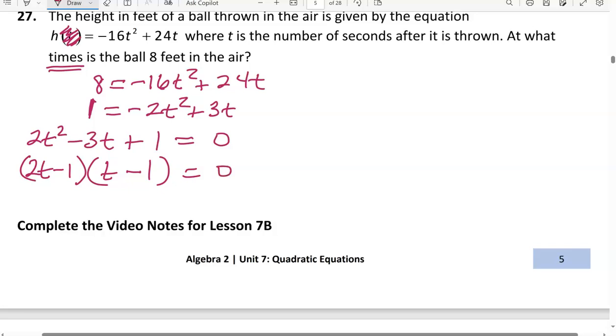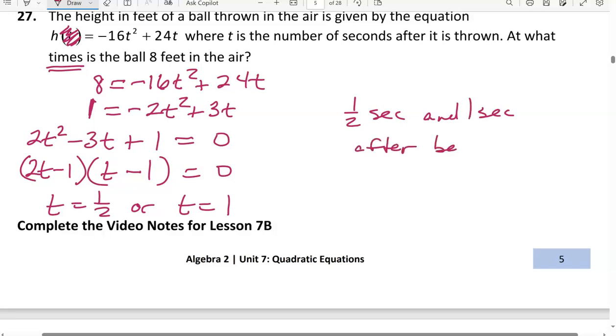And if 2t minus 1 is equal to 0, then t is equal to a half. And if t minus 1 is equal to 0, then t is equal to 1. And so the ball is 8 feet in the air 1/2 second and 1 second after being thrown.